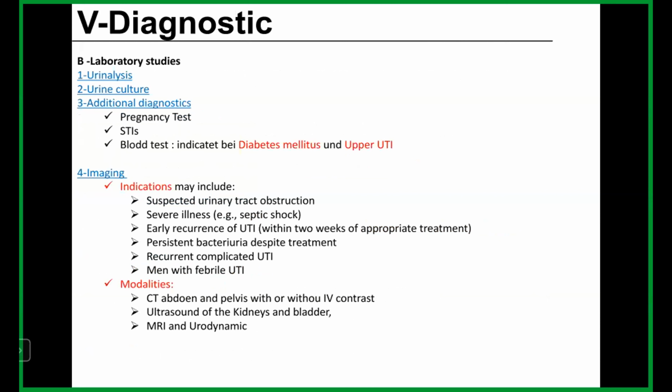The diagnosis for urinary tract infection is not complicated. We have laboratory studies like urine analysis, culture, additional diagnosis. We have to also do the pregnancy test. A woman comes and says, okay, I have the signs. We can do the urine culture analysis, but we have to also ask about the pregnancy issue because of the therapy. Some medicines or medication we should not start in pregnant women.